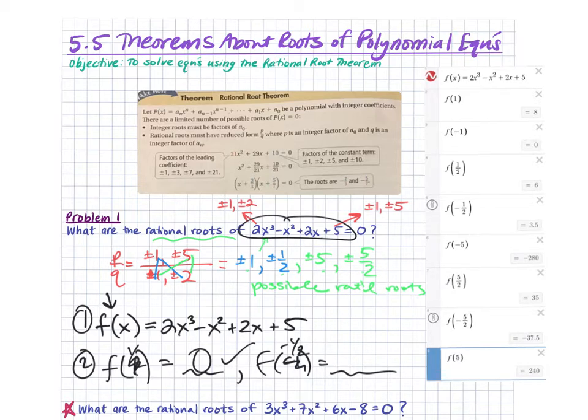And so when the question says, what are the rational roots? You can say negative 1. It's the only one. Okay?